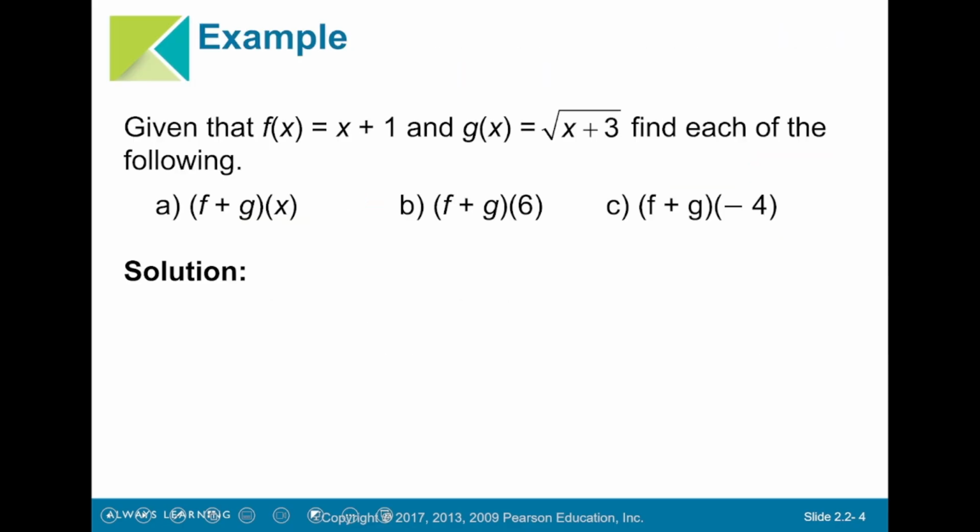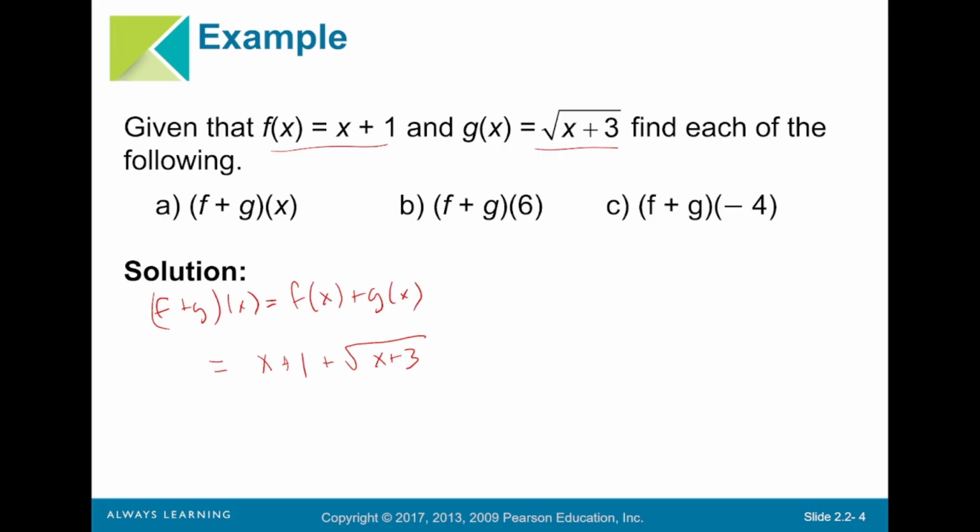Let's say that we have an f of x that equals x plus 1 and a g of x that's the square root of x plus 3. Then you want to find each of the following. So we want to find f plus g of x first. Well, f plus g of x in this notation is the same thing as f of x plus g of x. Well, f of x is x plus 1. So we're really looking at x plus 1 in place of f of x, and then the square root of x plus 3.